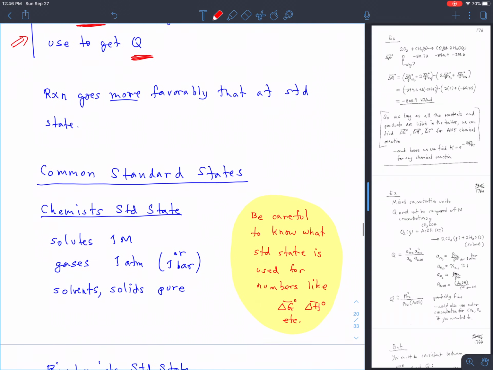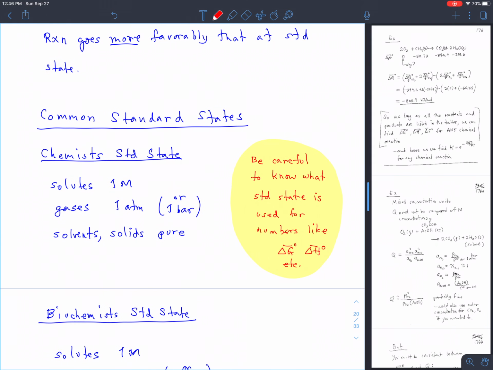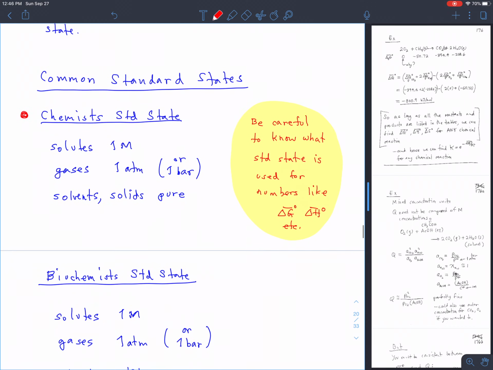All right, so let's talk about the standard states. We haven't really talked about that before. I've just been sort of assuming what standard states are without talking about them in detail. There are a bunch of different standard states. Out in the wild, you'll encounter all kinds of different ones. But there are two that are the most common. One is called the chemist's standard state.